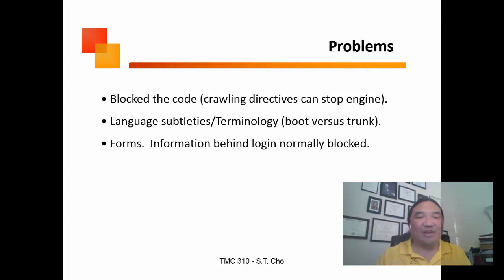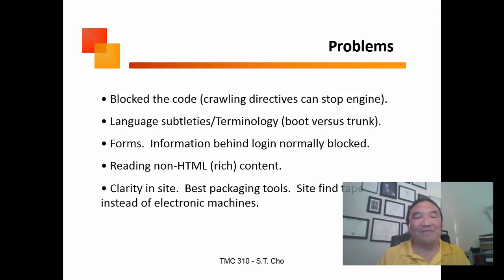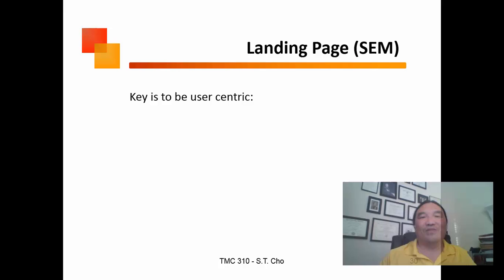Some of the things you can run into is you can have block code, which can stop you from going there. Language could be different. For example, in England, they call the trunk the boot. So if you type in boot and you're doing trunk parts or something like that, you can run into trouble. Forms have a ton of information, but search engines can't read it.